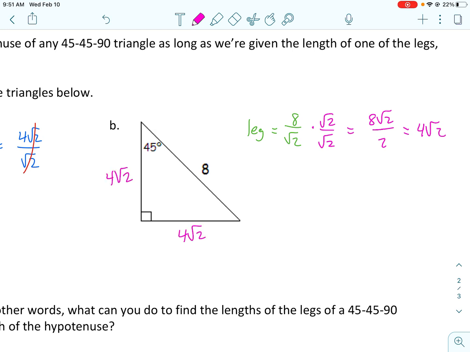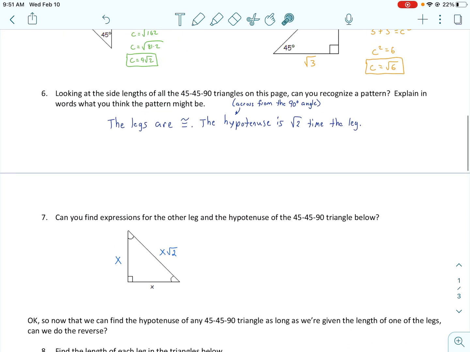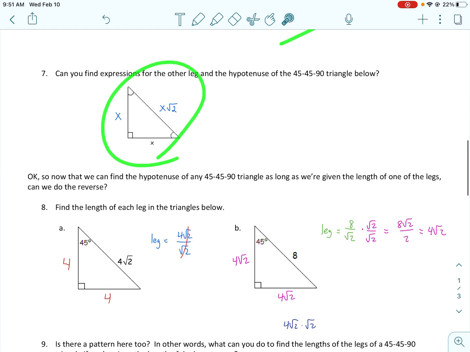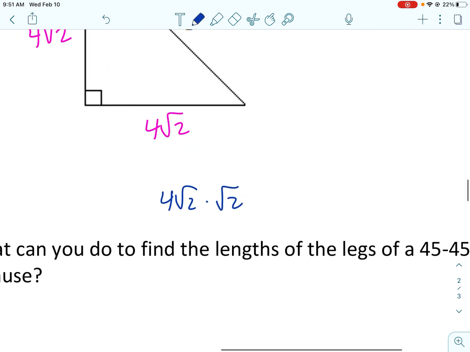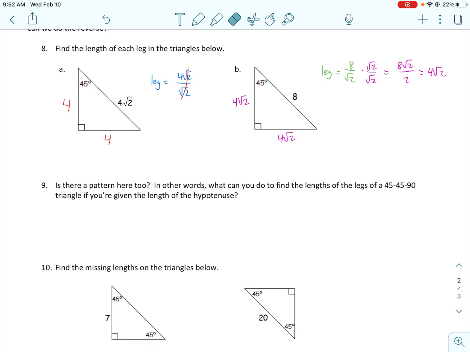And if you want to, real quick, I'll show you. Take the leg, 4 radical 2, multiply by radical 2, and that should give us the hypotenuse. That's what we set up here, right? Here, and then here we showed it in a picture. So if we do 4 radical 2 times radical 2, radical 2 times radical 2 is just 2. And 4 times 2 is 8. So we took a leg, multiplied it by radical 2, and got the hypotenuse. Okay? Again, I'm going to erase that for people who are just looking at the key. That would be confusing.